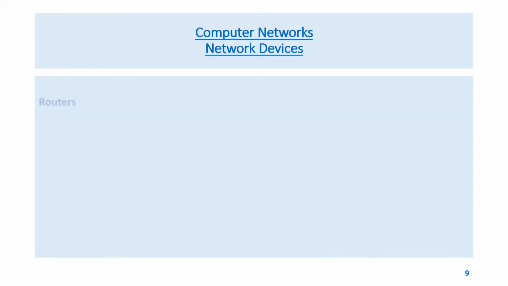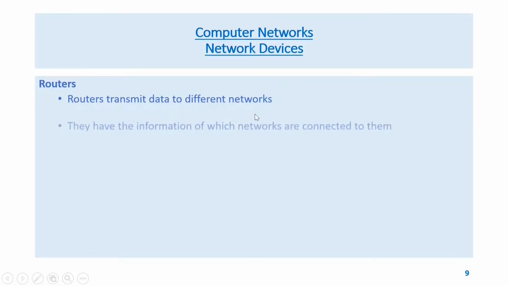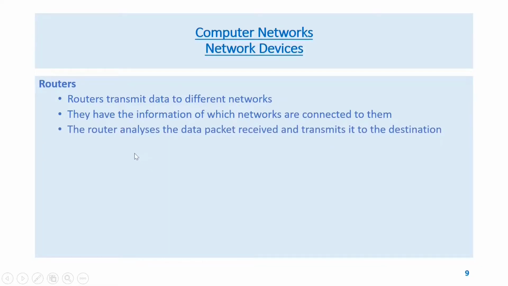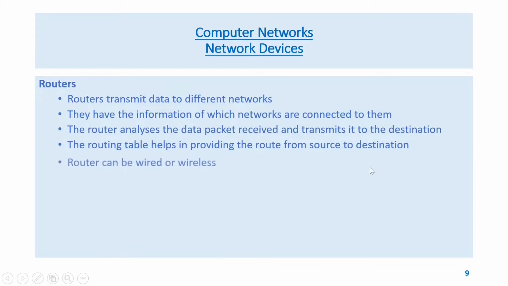Network devices. Routers. Routers transmit data to different networks. They have the information of which networks are connected to them. The router analyzes the data packet received and transmits it to the destination. The routing table helps in providing the route from source to destination. Router can be wired or wireless.